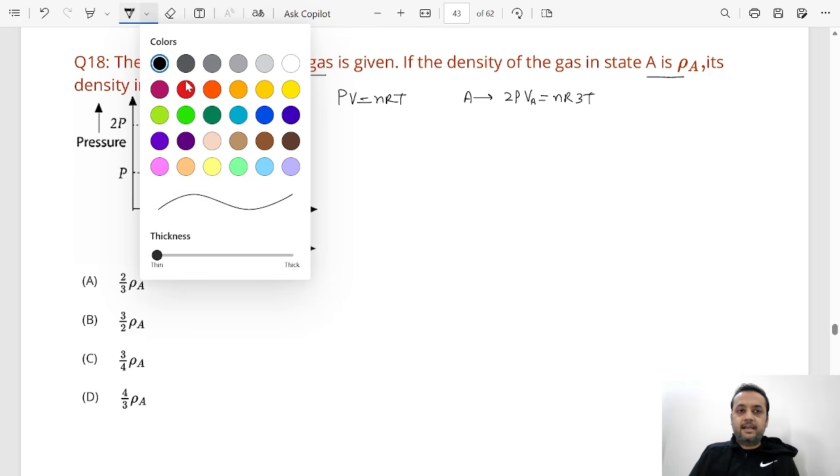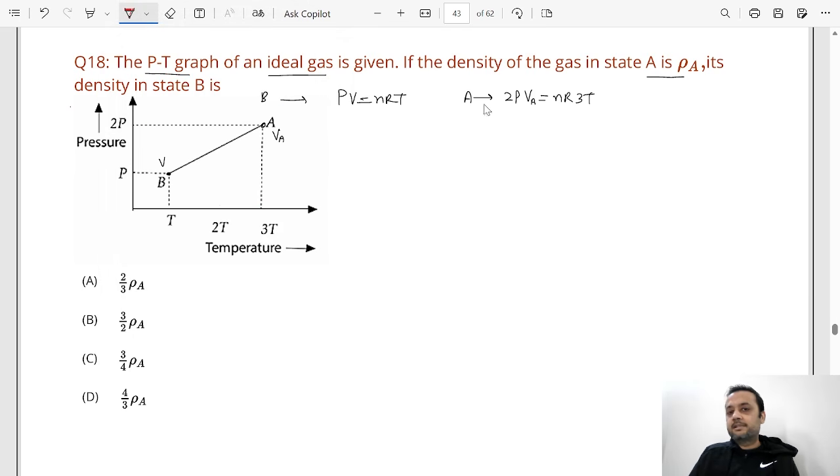Now look, the idea here is that if I divide equation 2 by equation 1, this is 2P into V A is equal to nR 3T, and this is P into V is equal to nRT. n gets cancelled, R gets cancelled, T gets cancelled, P gets cancelled. So this becomes 2 V A upon V is equal to 3. That means V A becomes 3V by 2, right?